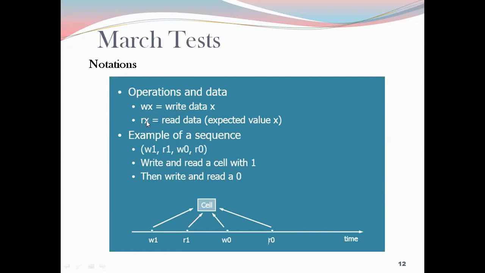So with these operations, I could define a sequence. Sequence means a sequence of operations. So W1, R1, W0, R0 means it is a sequence of operations which is going to happen one after another. So if there is a particular cell, it implies first I'm writing 1, then I'm reading 1 from each cell, then I'm writing 0, and then I'm reading that 0 value. Okay.